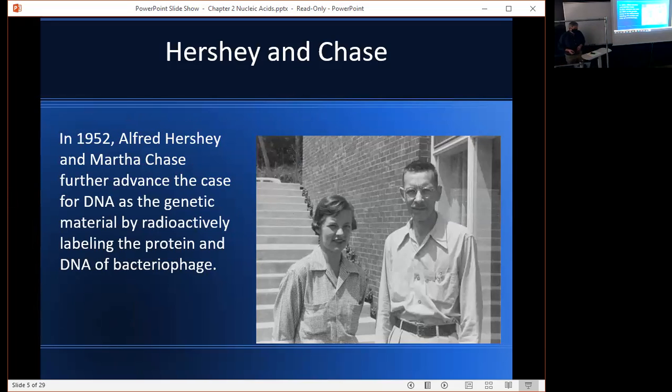Okay, so a couple of years later, we have another experiment that also adds some more evidence that DNA is the molecule that carries genetic information. Again, this is another classic experiment. This is the Hershey and Chase experiment. So this is Alfred Hershey and Martha Chase over here. And they used radioactively labeled bacteriophage in order to carry out their experiment. Okay, and I won't draw on the board just yet.